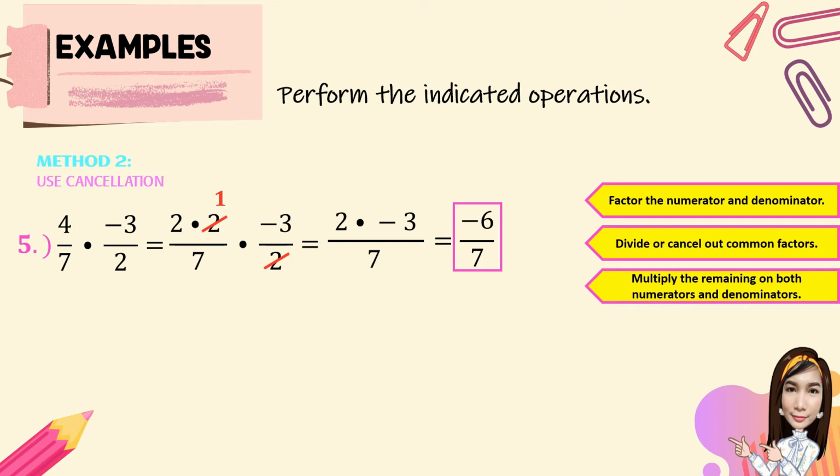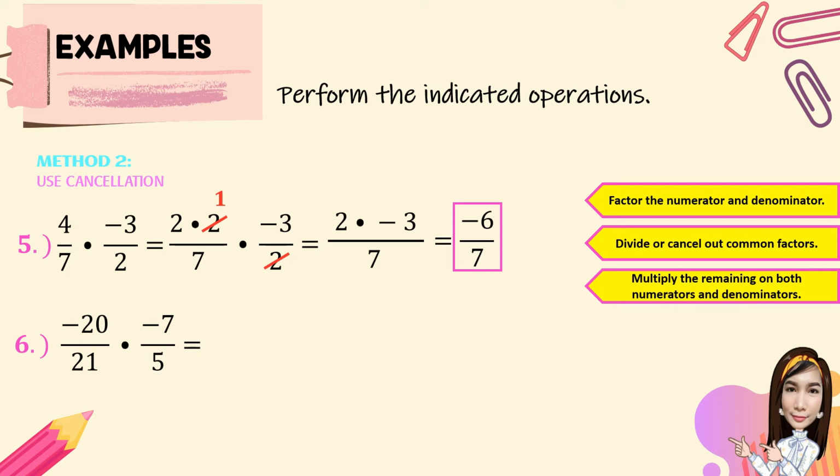Now if you're going to check the given in number 2 a while ago, in any method, we come up with the same answer. For number 6, we have the given negative 20 over 21 times negative 7 over 5. Now, if you're going to use method 1, negative 20 times negative 7 is equal to 140, and 21 times 5 is equal to 105.